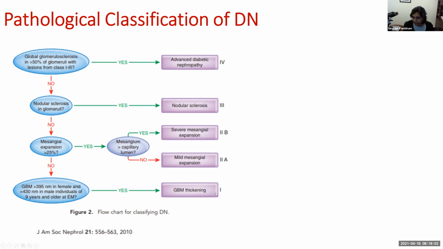And then as the diabetic nephropathy progresses, we start seeing mesangial expansion we saw earlier. And depending upon whether it's compressing the capillary loop and narrowing the capillary loop, you can call it a 2A, and it progresses to 2B. And once you start seeing the nodular mesangial sclerosis, you would call it a 3. And as it progresses, it becomes the advanced diabetic nephropathy, where in addition to the glomerular changes of diabetic nephropathy, there is a lot of global glomerular sclerosis involving more than 50% of the glomeruli. So this is the glomerular classification of diabetic nephropathy.